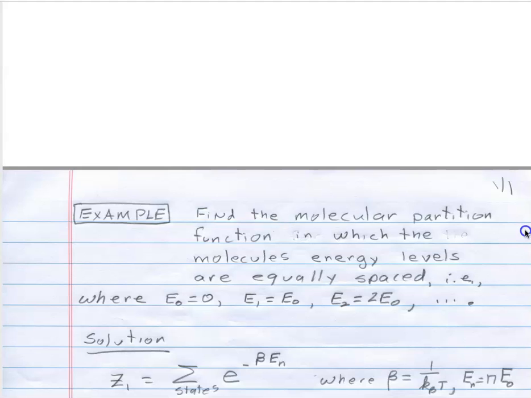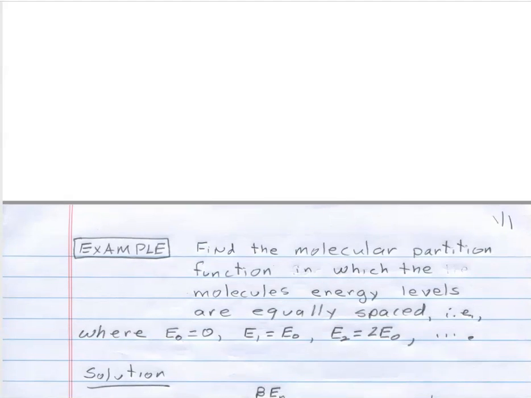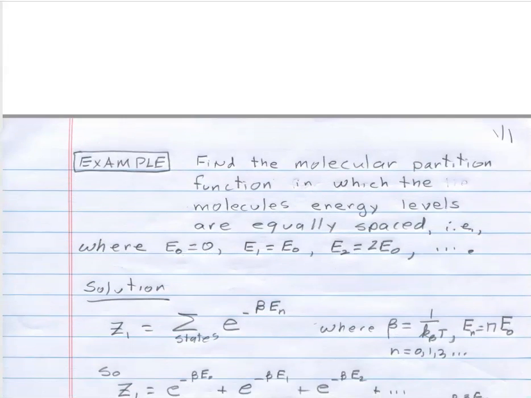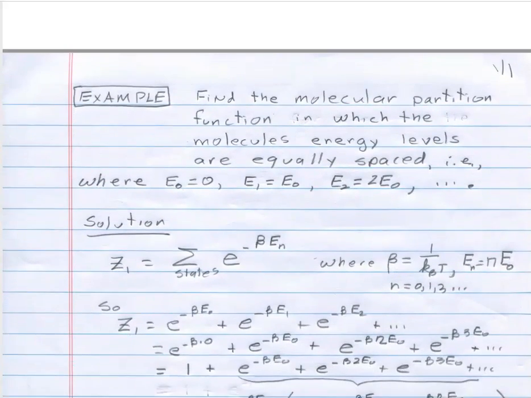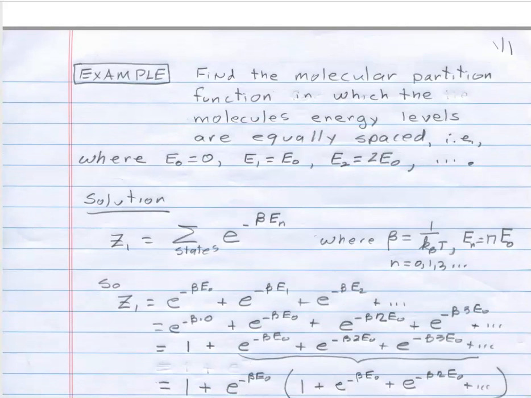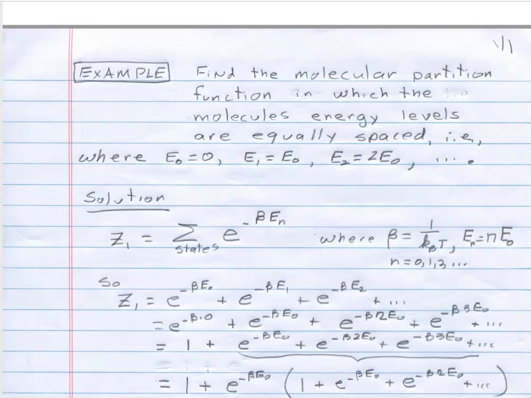Second example. This one: find the molecular partition function in which the molecule's energy levels are equally spaced, i.e., where E0 is equal to 0, E1 is E naught, E2 is 2 E naught, E3 would be 3 E naught, etc., E naught being the constant energy separation of all the levels.